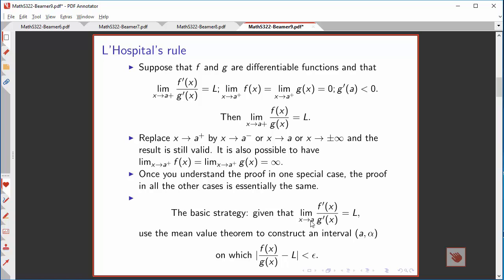Suppose we know that the limit of the ratio of the derivatives is L, then we can use the mean value theorem to construct an interval whose lower endpoint is a and whose upper endpoint is some alpha, and we can prove on that interval that the ratio of f to g differs from the quantity L by an amount that's less in absolute value than any pre-specified epsilon. That will complete the proof, and the trick is, as is often the case, use the mean value theorem. We'll do this in detail in class.